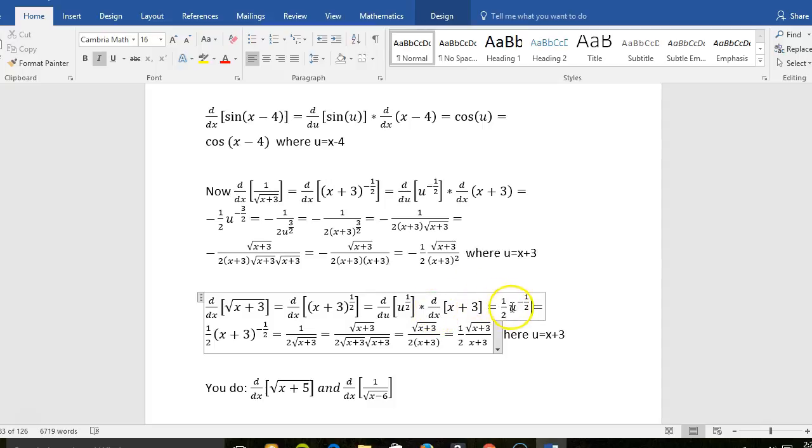But anyway, we have 1/2 u to the negative 1/2, and so we've got to replace u with x plus 3, go back where it came from. So it's 1/2 parentheses x plus 3 to the negative 1/2. That's going to be 1/2 radical x plus 3, because that negative 1/2 power means a radical on the bottom.